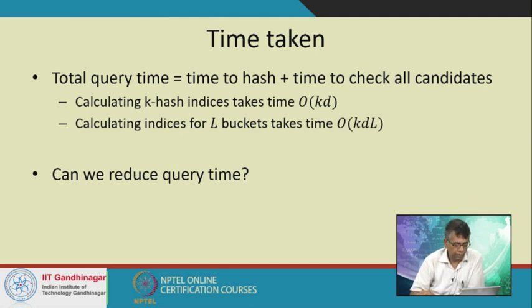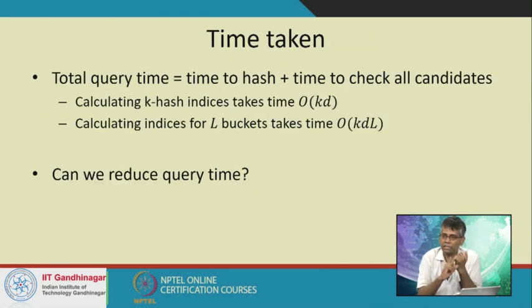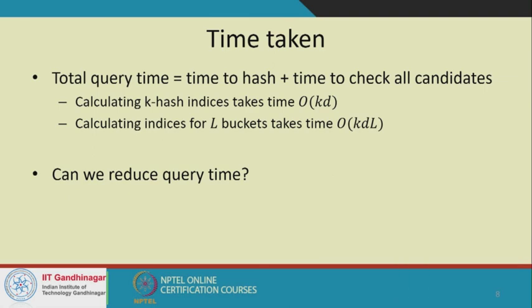Because if you remember, what is the query time? The query time for an LSH has two components. One component is that you have to calculate all the hash functions and find out the bucket that the query falls into. The other is that you then go into the buckets, find the candidates, and compare the distance with each of the candidates. Okay, so can we reduce this particular time?